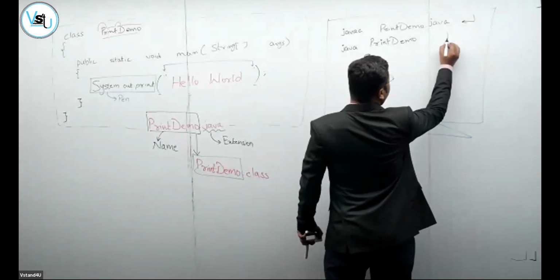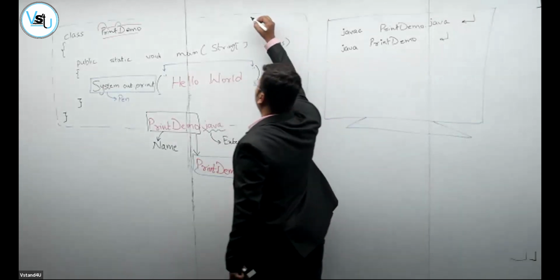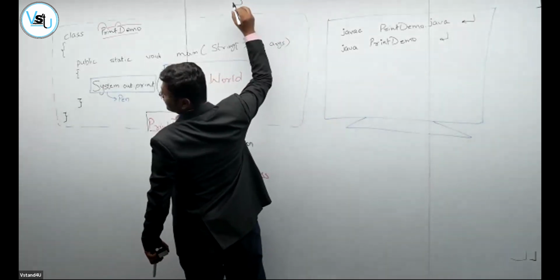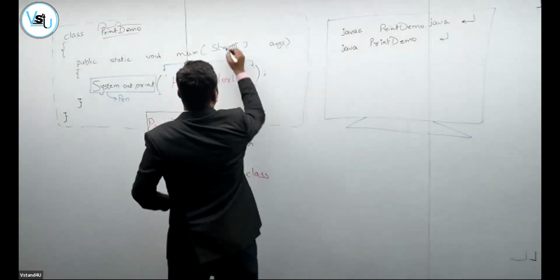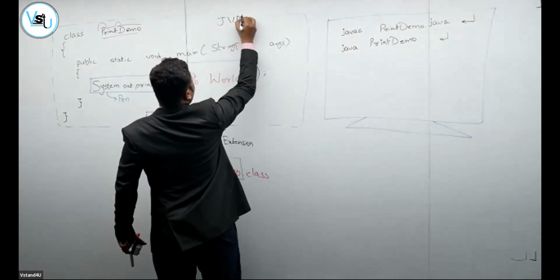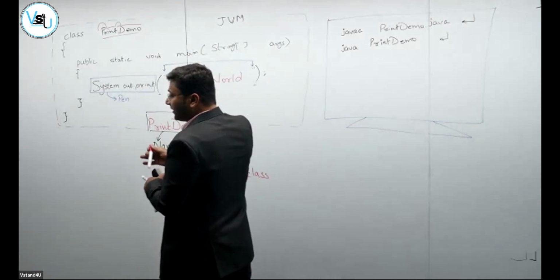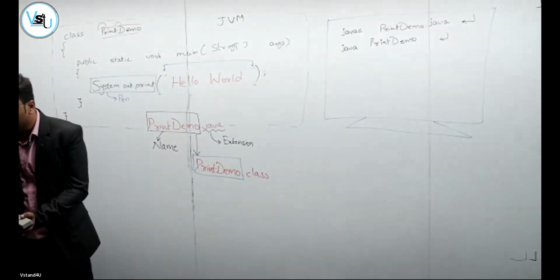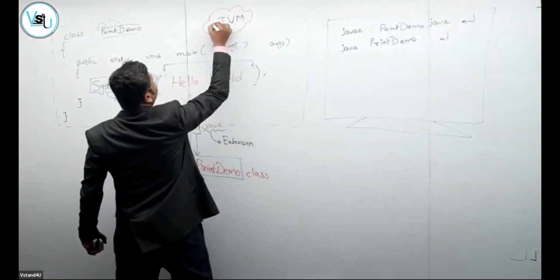Once again, hit Enter. As soon as you hit Enter, what will happen? JVM will be invoked. Oh, is it out of the context? Wait a minute. JVM will be invoked. I hope it's visible now. And now the point is JVM will start executing our program. Am I right? This is what we have seen. JVM will start executing our program. From where?